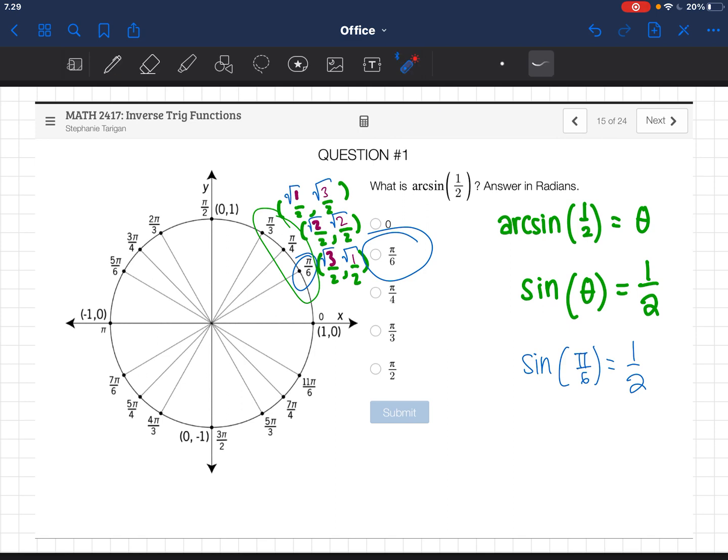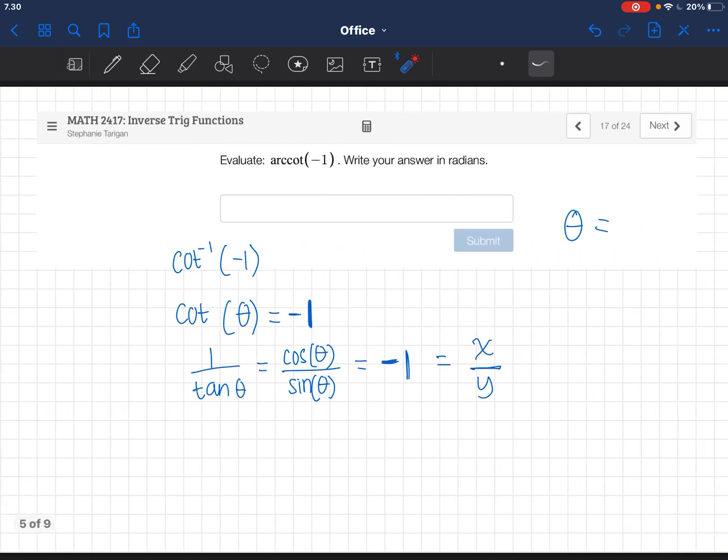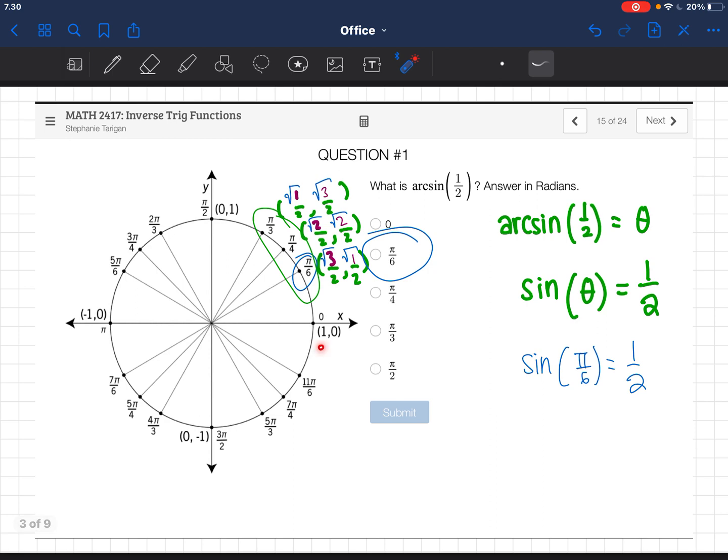I would eliminate these angles just because there's no way that if I take x over y, okay, x divided by y, that would be undefined here. X divided by y, that would be 0. This would be undefined. This would also be 0. Excuse the background noise. And then I would also eliminate these because there's no way that if I divide x divided by y, it would give me something equal to 1 or -1, right? So we're left with the pi over 4s.